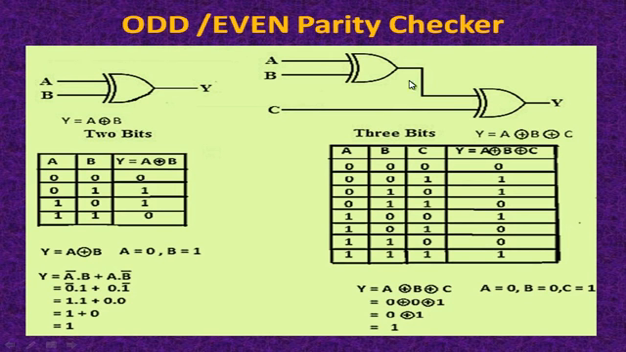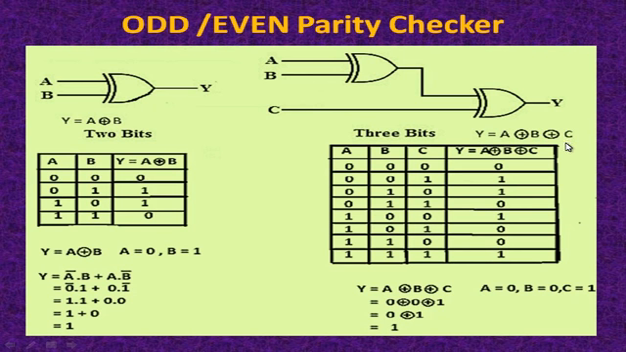I repeat again. What will be the output of this first XOR gate? Yes, A XOR B. And that output is given as one of the inputs to this second XOR gate. So this input is A XOR B and this is the third input. Now this gate contains A XOR B and C as its two inputs, so its output will be A XOR B XOR C.